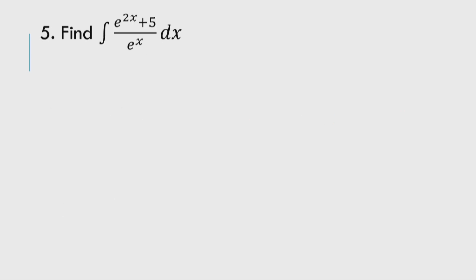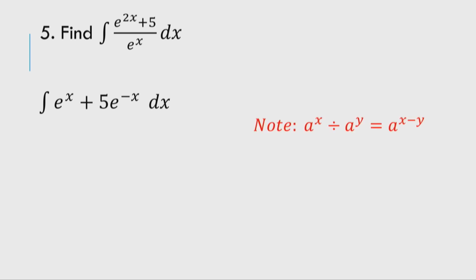Example 5. Find integration of e to the power of 2x plus 5 over e to the power of x with respect to x. First, we need to simplify to get integration of e to the power of x plus 5e to the power of negative x with respect to x. Here we have used the division law of indices where we subtract the powers when we are dividing the same base.